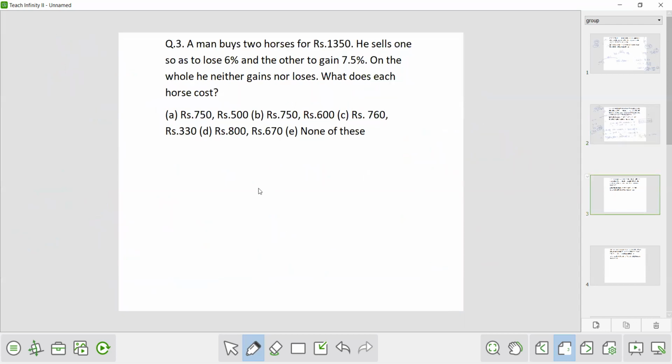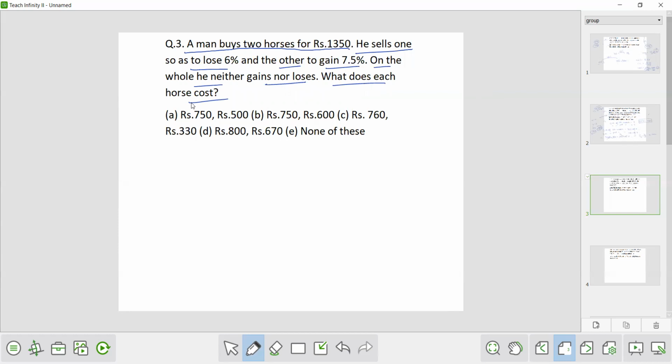Now let us move to the third question. A man buys two horses for rupees 1350. He sells one so as to lose 6% and the other to gain 7.5%. On the whole, he neither gains nor loses. What does each horse cost? So friends, in the last question, it was given that the selling prices of the two watches were equal. But here in this question, it is given that the person is making neither any profit nor any loss.